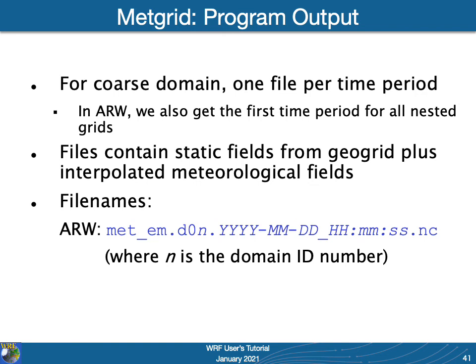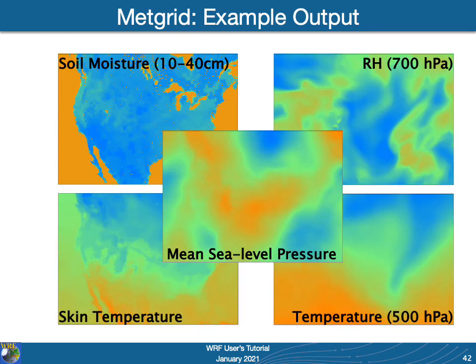These file names have the form shown here, met_em.d0n, year, month, day, hour, and sometimes minutes and seconds. So n is the domain number, and as with the Ungrib program, the year, month, day, and hour are given in UTC time. After running the Metgrid program, it's often a good idea to use something like ncview to open the netCDF output files from the Metgrid program and see that some of the fields in them look reasonable.